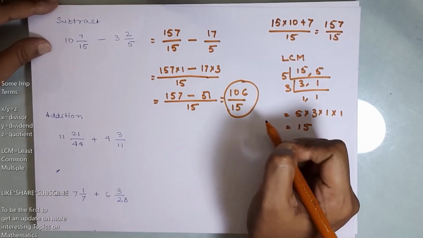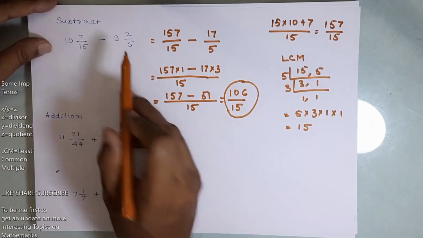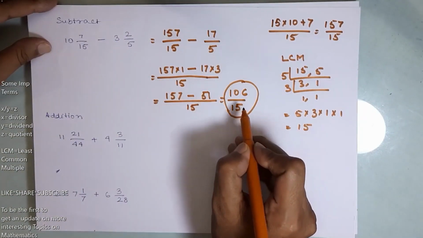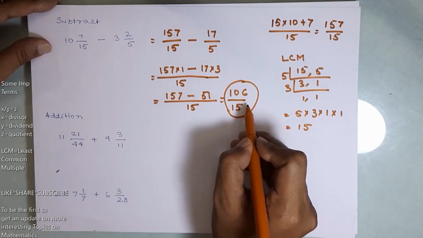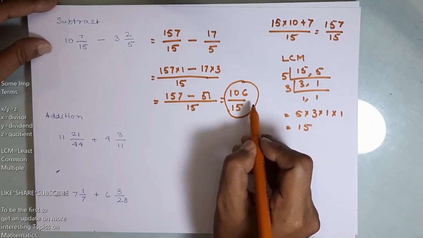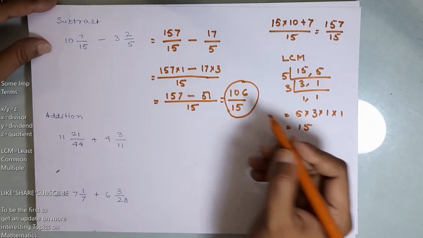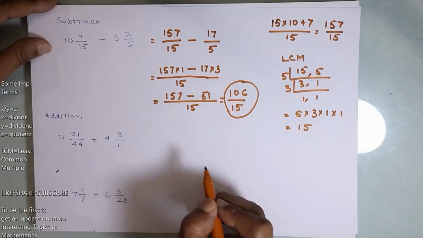Actually, this is not your final answer because it was a subtraction between mixed fractions. So you have to change this improper fraction into a mixed fraction and then you will get the answer. How to convert an improper fraction into a mixed fraction, we have already discussed. Okay, let us move on to the next problem.